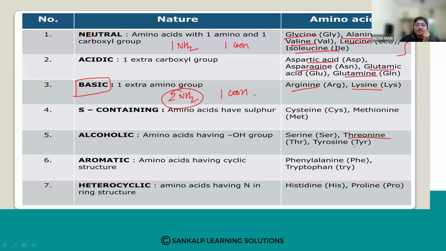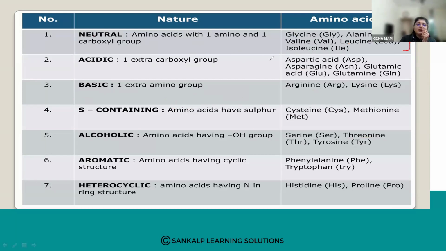Okay. Then cysteine. So serine, cysteine, then methionine. Then you have phenylalanine, tyrosine, tryptophan, histidine, and proline. So these are all 20 amino acids. Here they have been categorized into different groups. Neutral. So these are coming in neutral.